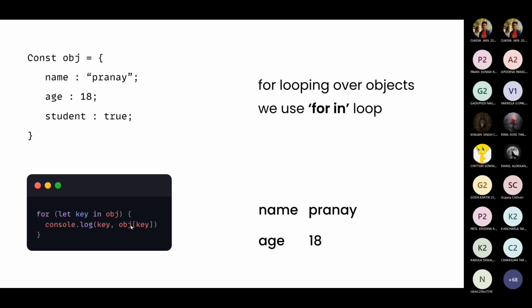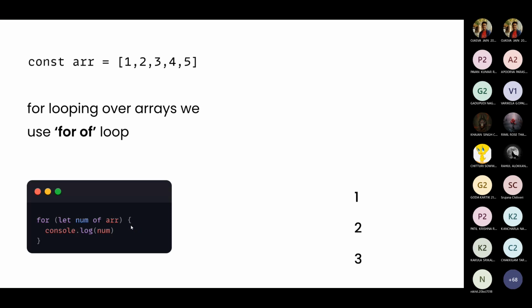And we use the for in loop for objects. And as you can see on the right side, I have just displayed the output. And there's another type of loop, for of, which we will use for arrays. Okay, it's like for every number of array, for every element of array. Again, it's self-explanatory. If I read for every number of array, print it. That's all. It's a very simple thing.